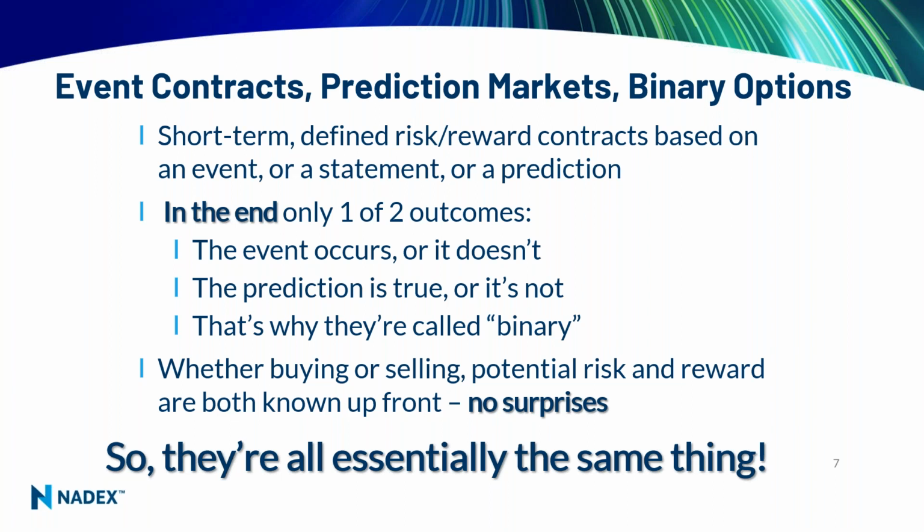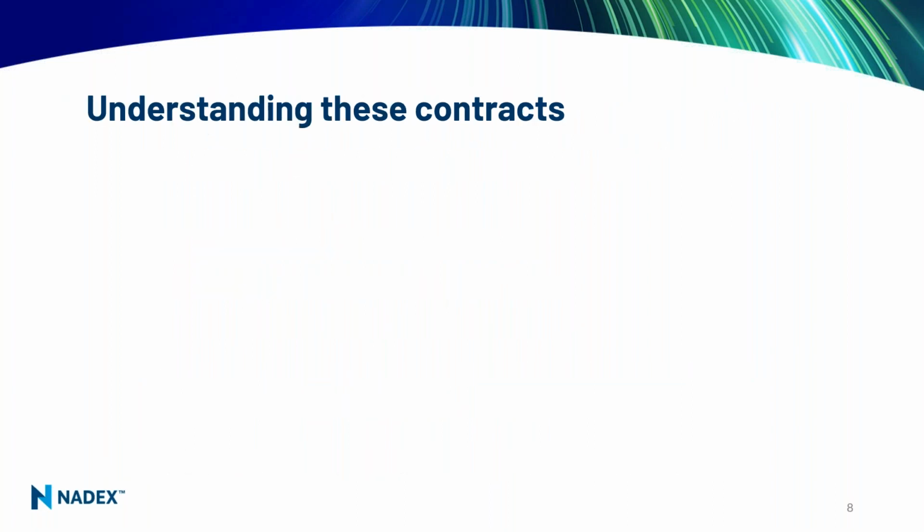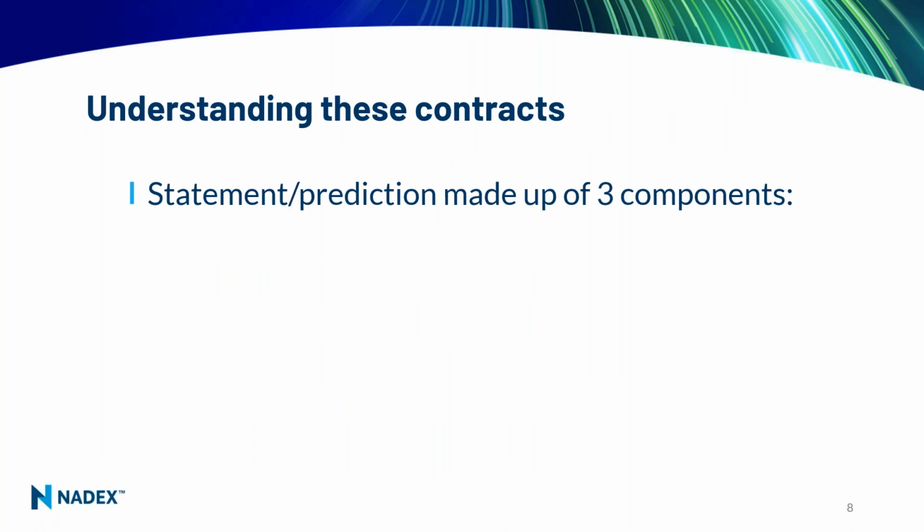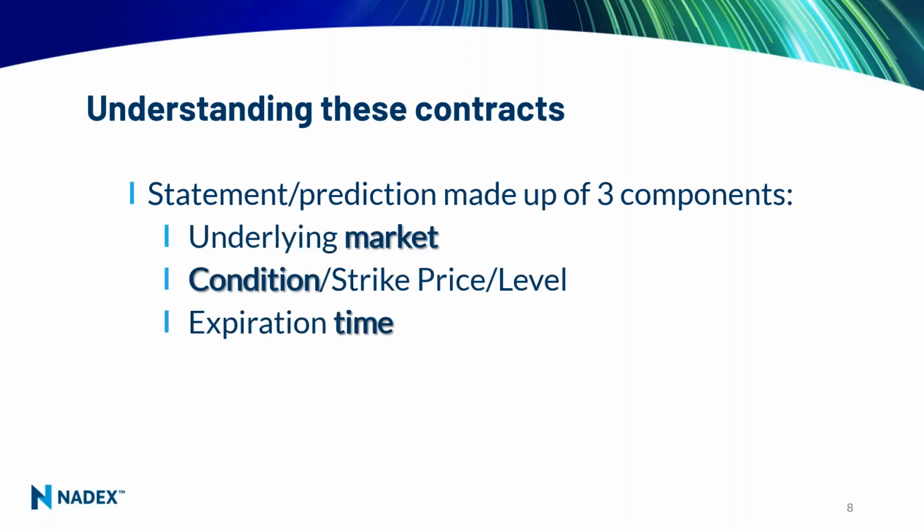But when you look up binary options, people say, oh my God, binary options, when the reality is there is no difference between any of them. It's simply vernacular. Now let's talk about what these contracts exactly are. And this is true of all of them. It's a statement, it's a prediction, and it's made up of 3 components. And I've already given you an example, but let's go through what these 3 components are.